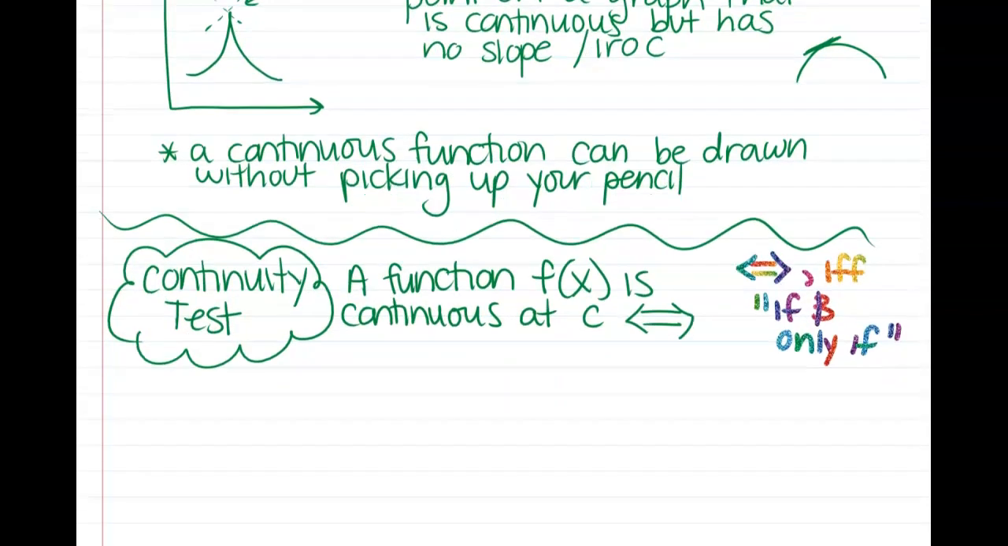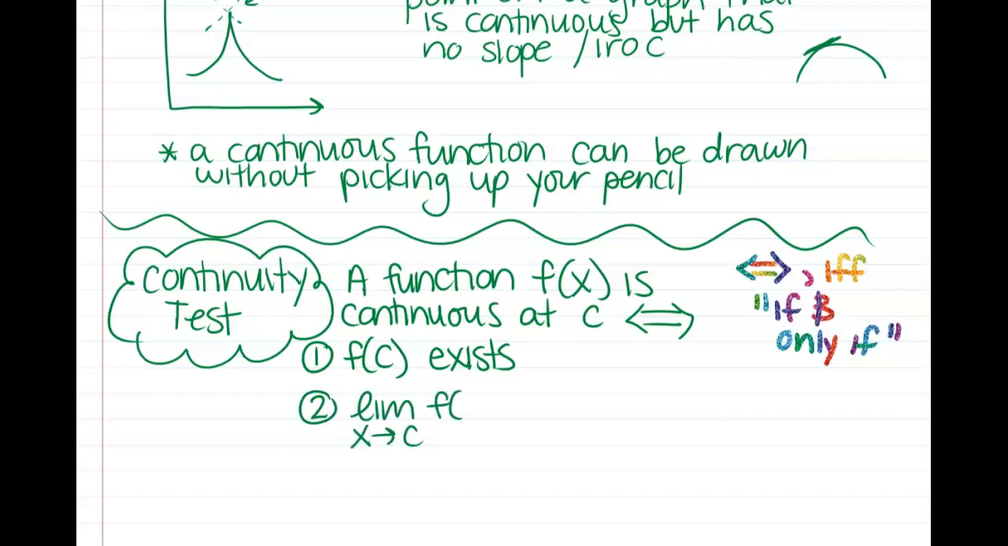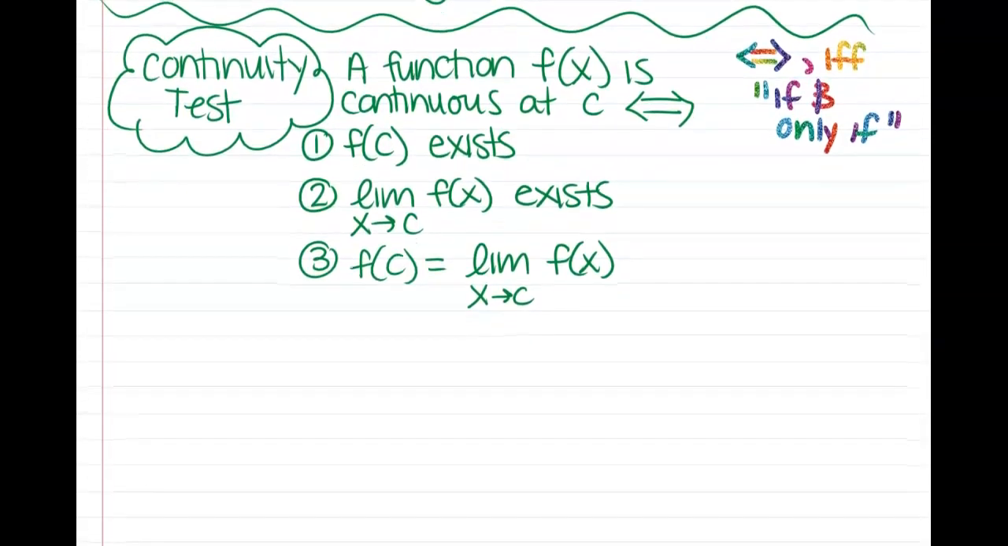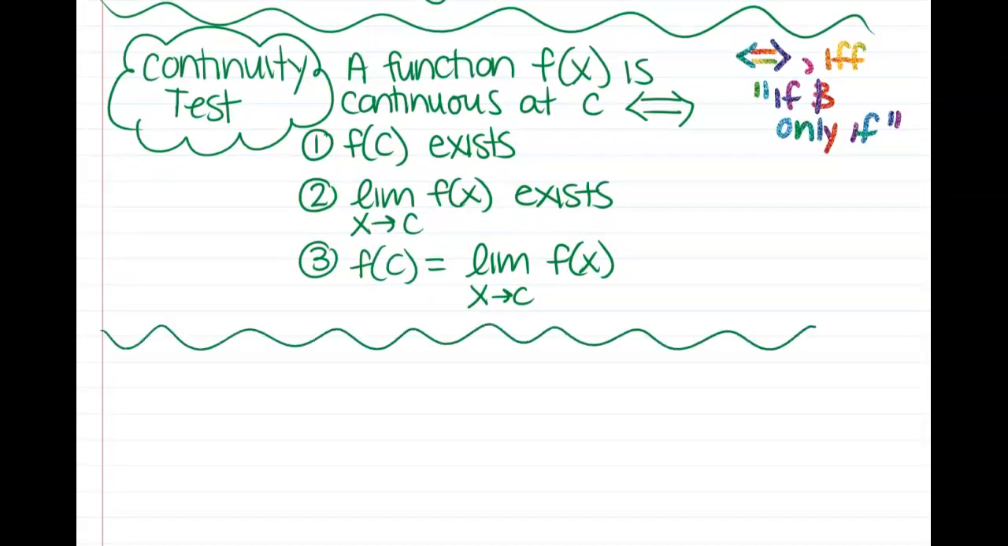A function f of x is continuous at c if and only if, number one, f of c exists. Number two, the limit as x approaches c of f of x exists. And number three, f of c is equal to the limit as x approaches c of f of x. And again, continuous means you can draw it without picking up your pencil. You can draw the whole function.